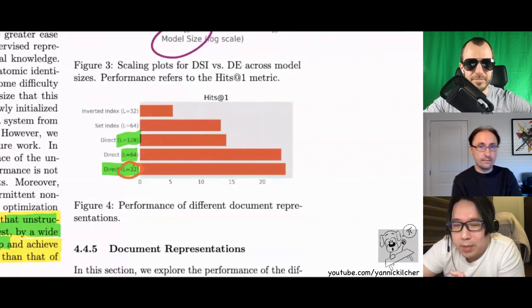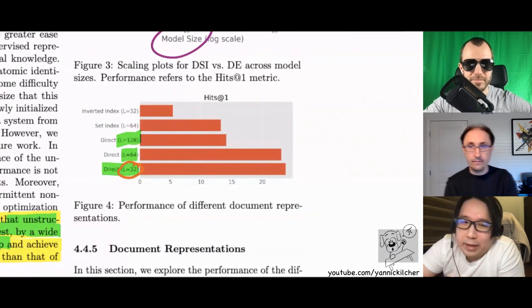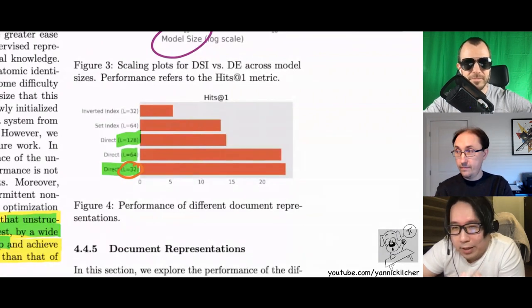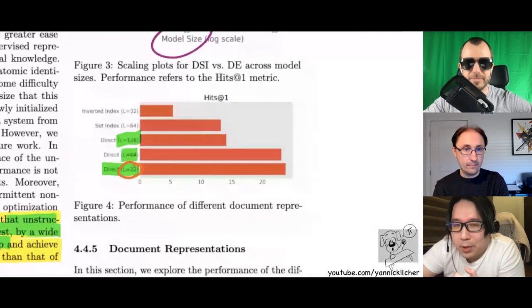So I think this might be what's happening. And then like this 32, I will not over index on this 64 32, because it's probably going to be very dataset dependent.